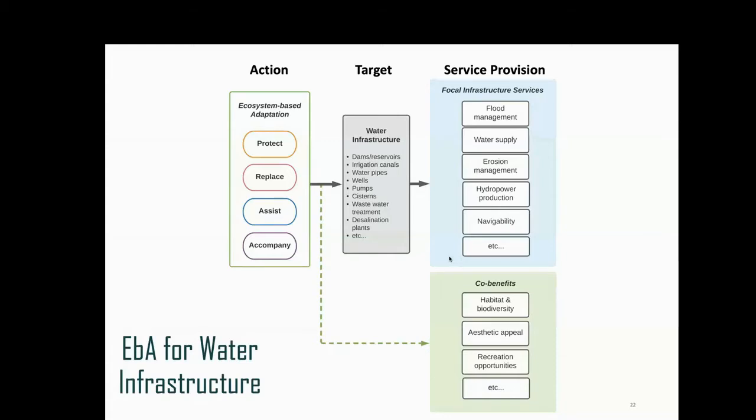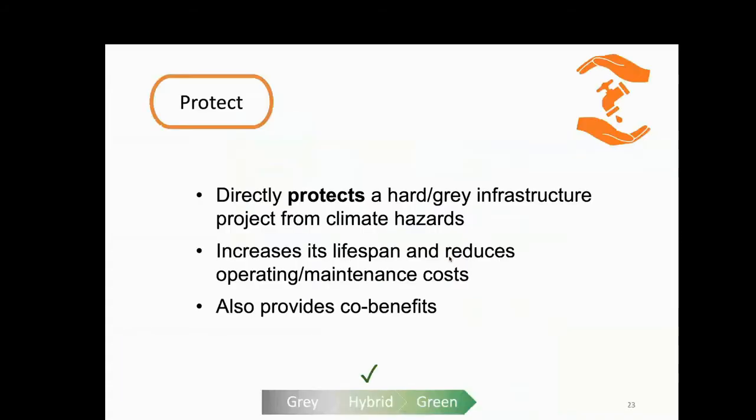So in the action column, you'll see that I've used a couple of terms: protect, replace, assist, accompany. I'm going to go through each of these so I can explain the different types of ecosystem-based adaptation. And so the first type of EBA directly protects a hard gray infrastructure project from climate hazards. And in doing that, it can increase its lifespan. It can reduce operating and maintenance costs. An example of a protecting type of EBA, you can think about embankments or remeandering rivers that retain sediment upstream of a dam, thereby extending its lifespan.